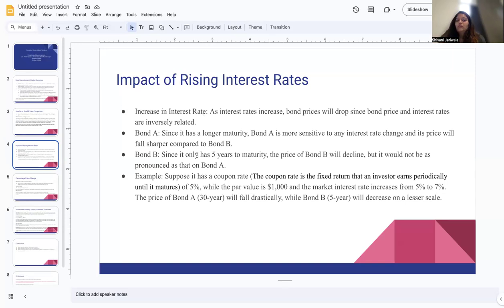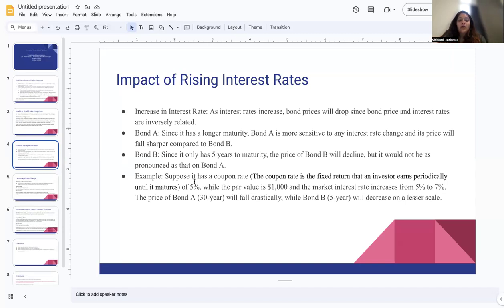Now, bond B, with only 5 years of maturity, will also decline in price, but the decline would not be as pronounced as bond A's, because it will come less in contact with inflation, market changes, and so on.